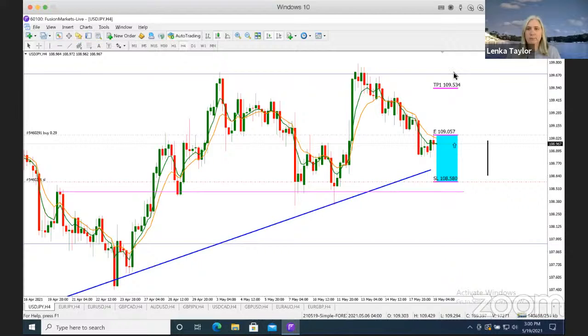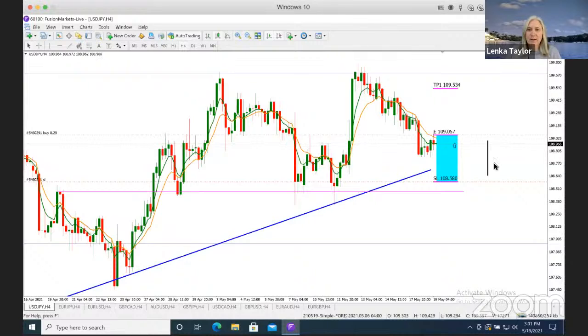I'm going to go through a number of charts on the 4-hour time frame. So just sharing my screen now. There we go. All right, let's have a look at the trades.